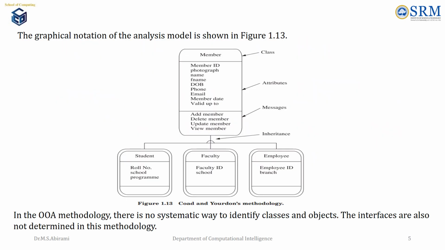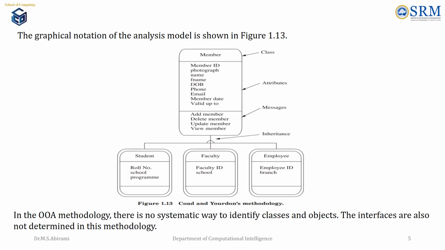Figure 1.3 is an example of the Coad methodology. Here, a library management system is taken as the example. The member class attributes are member ID, photograph, name, date of birth, phone, email, member date, and valid up to date. The messages considered are add member, delete member, update member, and view member.